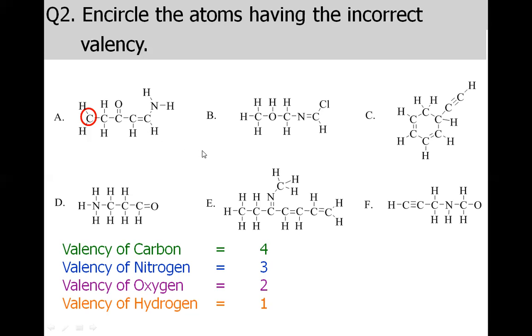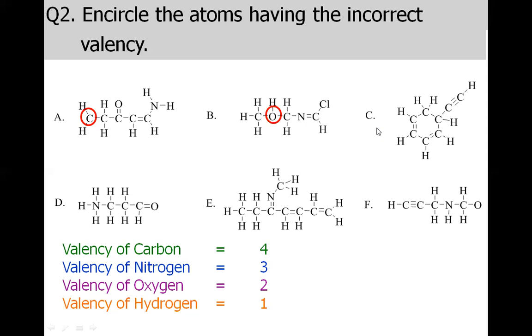Now look at compound B. Here the first carbon is in the correct valency with 4 single bonds. However, if you look at the oxygen, which should be divalent, that is, which should have 2 valencies, here 3 valencies of oxygen are being shown. So this is not the correct valency, and the remaining elements, the carbon, nitrogen, further carbon, chlorine and hydrogen, all are in their correct valency.